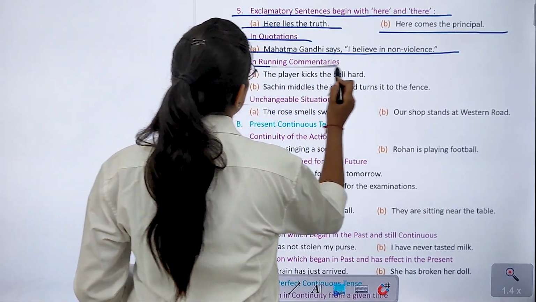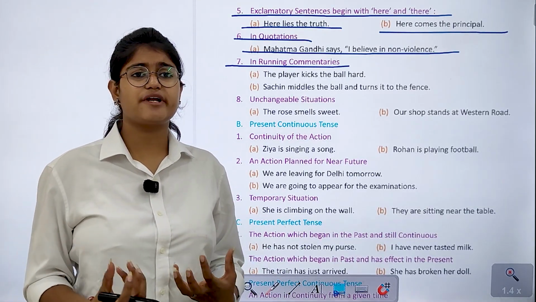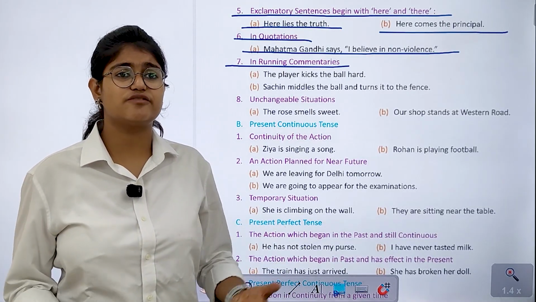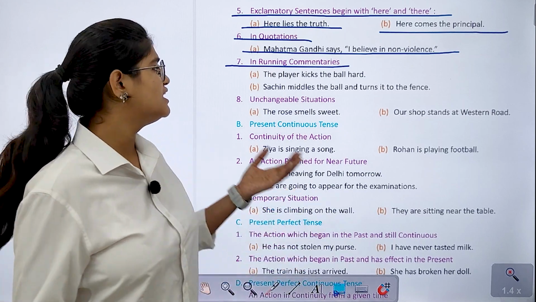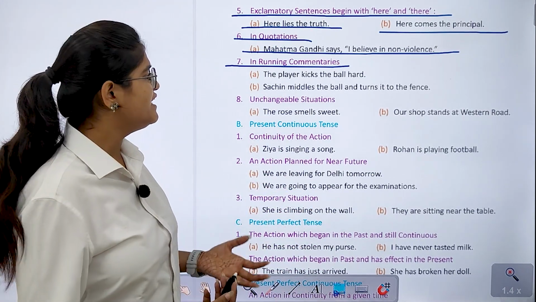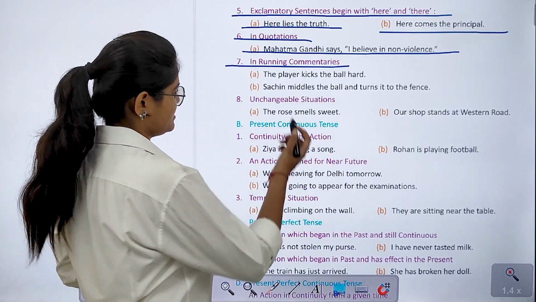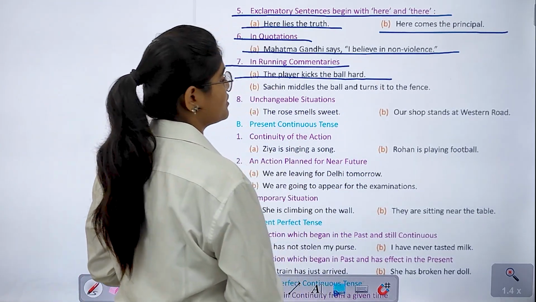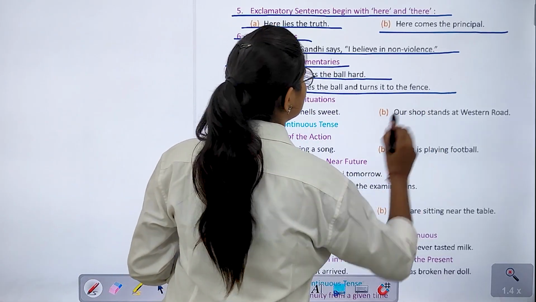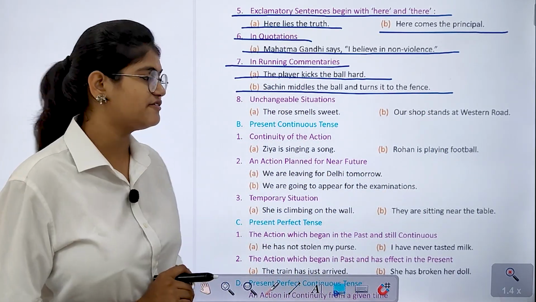Next is in running commentaries. Whenever we are watching any kind of commentary, whether it is a cricket match or a football match or anything else, those commentaries are always spoken in the simple present tense. That is, the player kicks the ball hard. Sachin middles the ball and turns it to the fence, right?